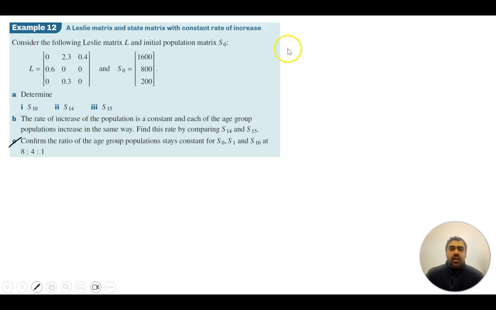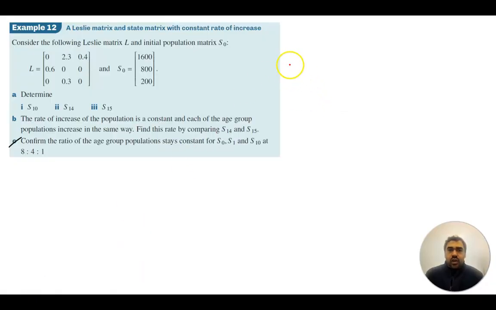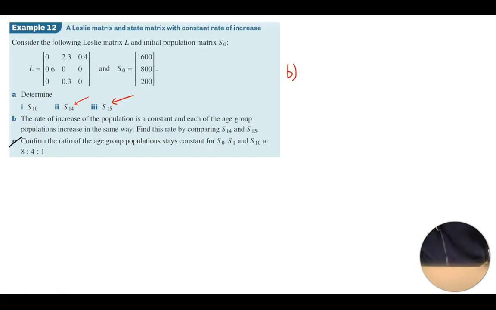It's saying that the rate increase of the population is a constant, and each of these age group populations increase in the same way. Find the rate by comparing S14 and S15. So you would have already completed this with the example, but you're going to find S14 and S15 with a bit of editing. I'll do that. Do the comparison, and we'll see what number that we get.